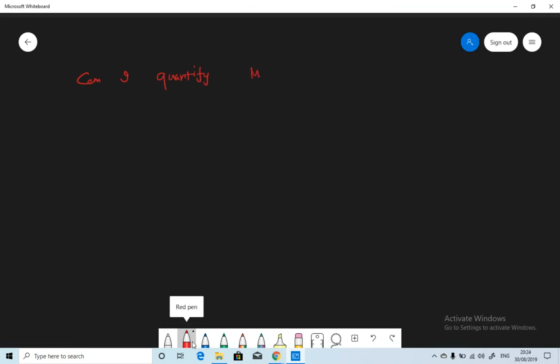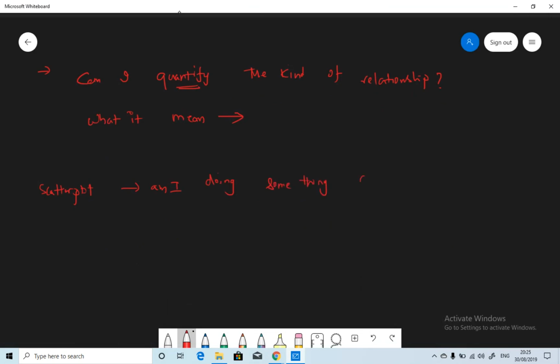Can I quantify the kind of relationship? What does it mean? First of all, what does it mean first? I want the answers from each and everything. I said by using scatter plot. Am I doing calculations or plotting data?